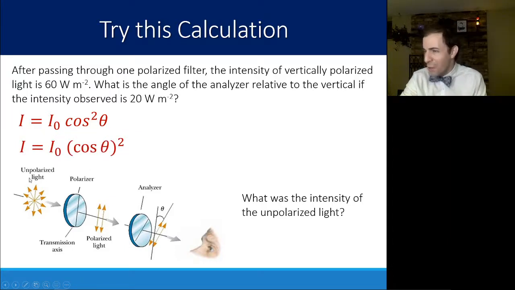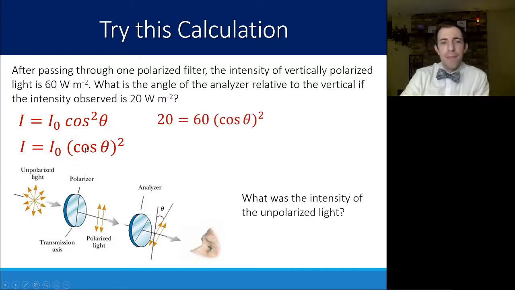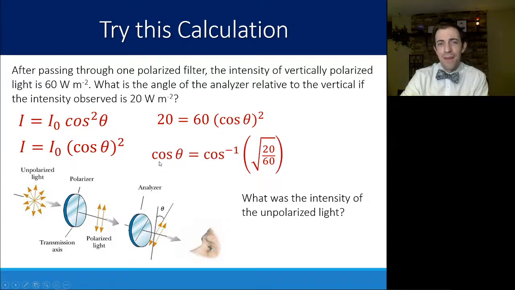Again, this is our equation. You could write it either way, cosine squared theta or cosine of theta squared. And plugging in what I've got, my final intensity, this I, is 20, and the initial intensity of the polarized light was 60. So that means I can divide both sides by 60. So I get 20 over 60 and take the square root, and then eventually take the inverse cosine.